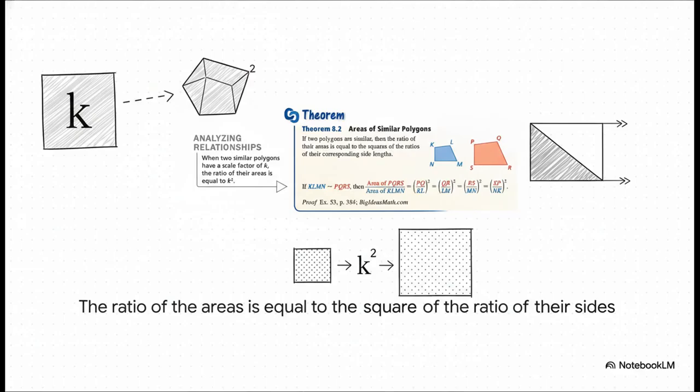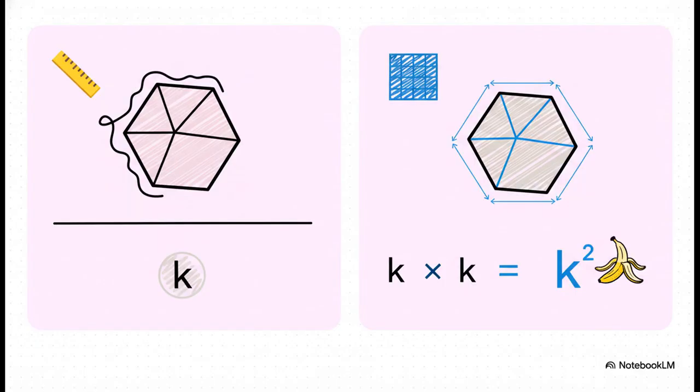It's k squared. Let's just put these side by side for a second, because this is super important. Perimeter ratio is k. Area ratio is k squared. This difference is probably the most common trap people fall into. So just remember, area gets squared.